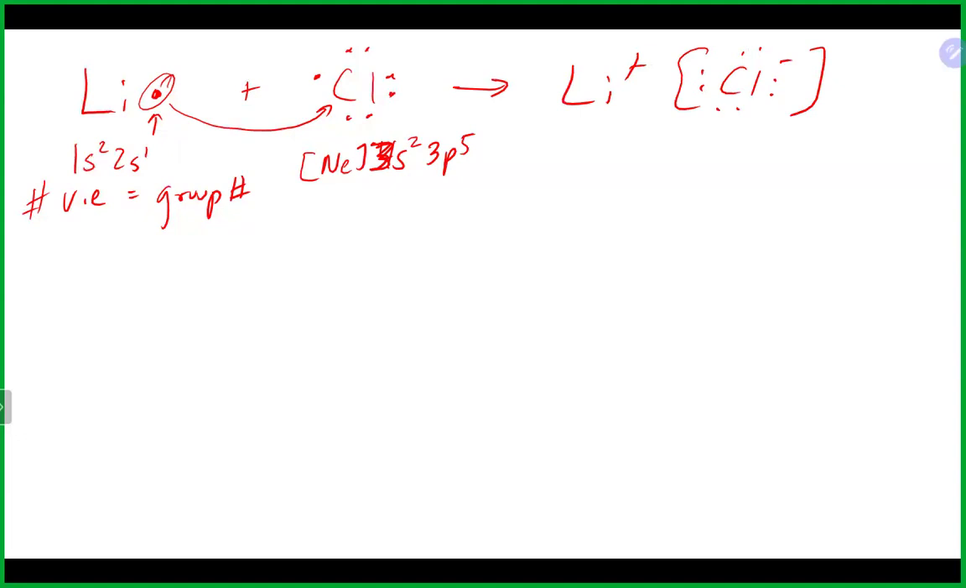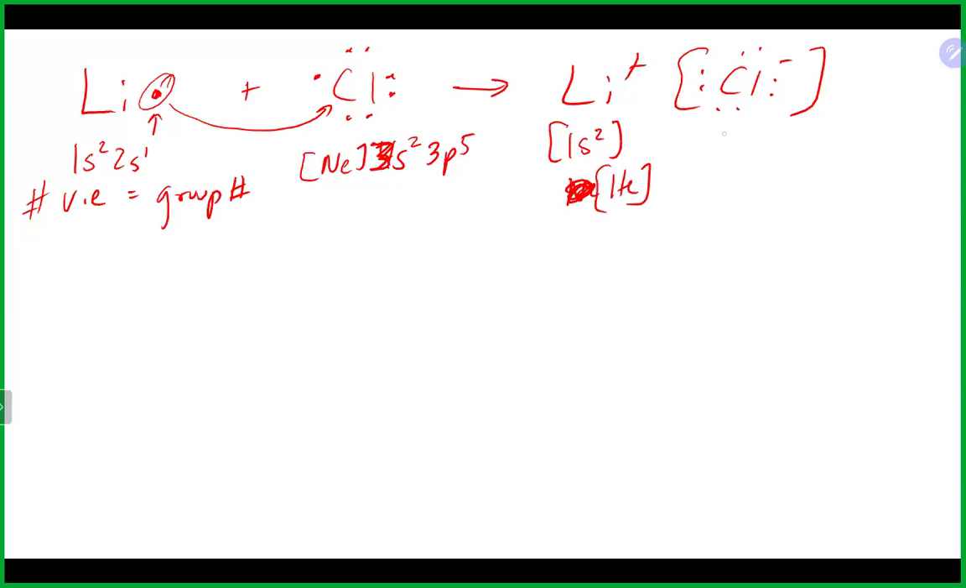The whole purpose of bonding, as we talked about, is for everybody to become very stable and reach that noble gas configuration. And what happens when lithium does that is it ends up at 1s2, which is the same electron configuration as helium.